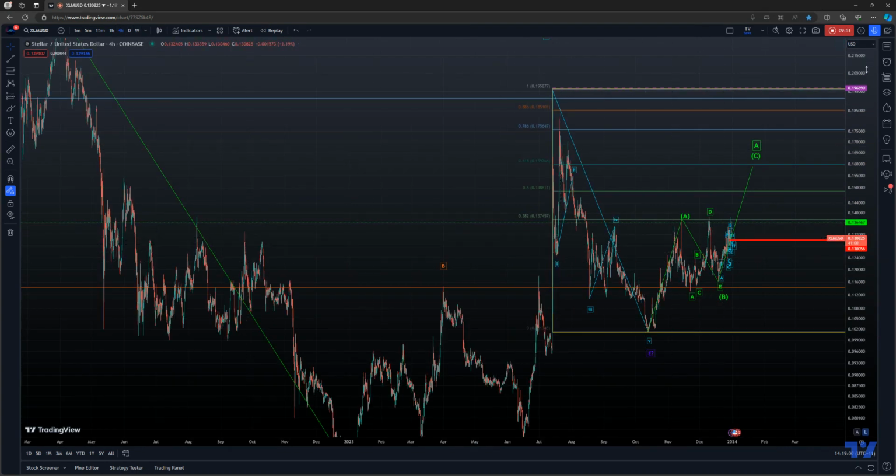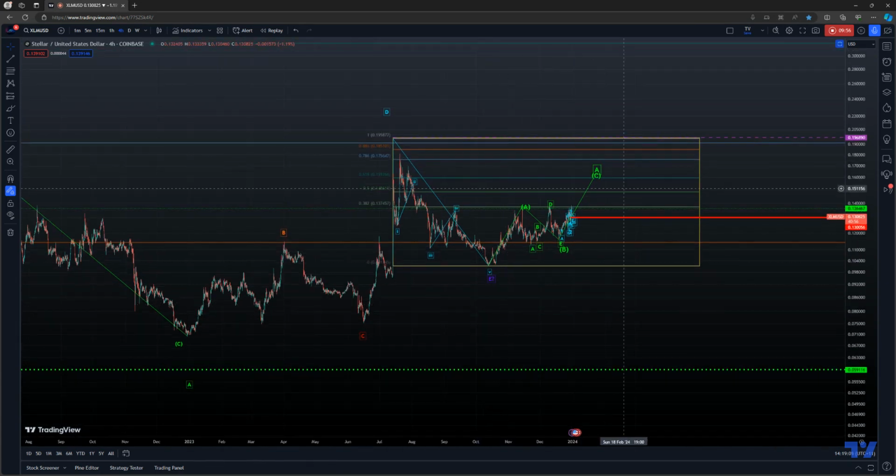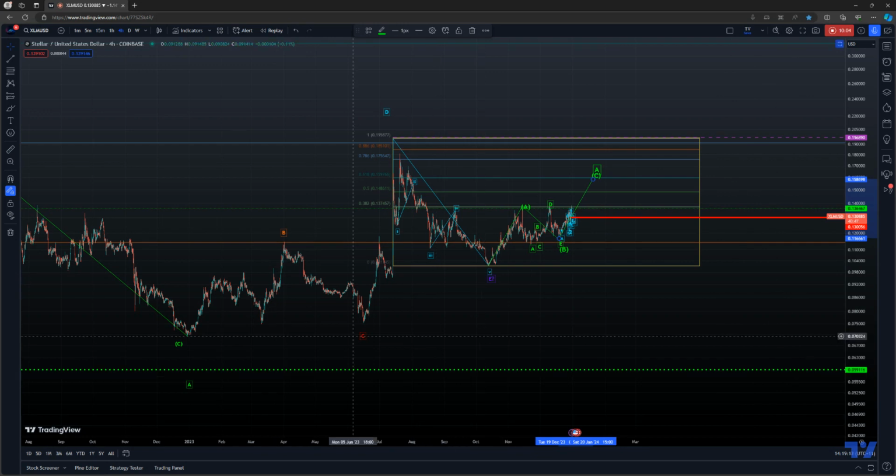which I find interesting in itself, regardless, especially if we're looking for a move lower down to roughly the 5 cent area, 5-6 cent area, that could be the case.